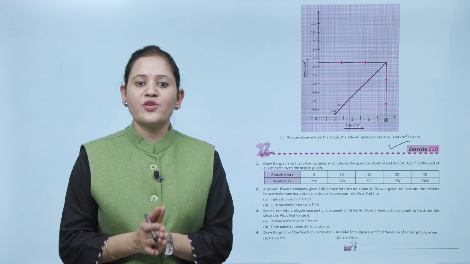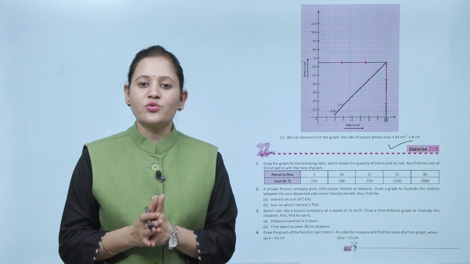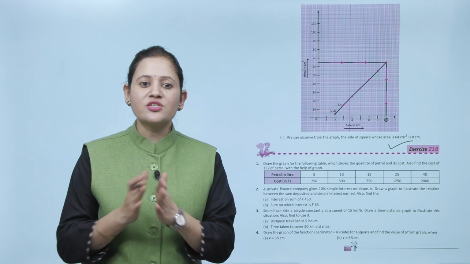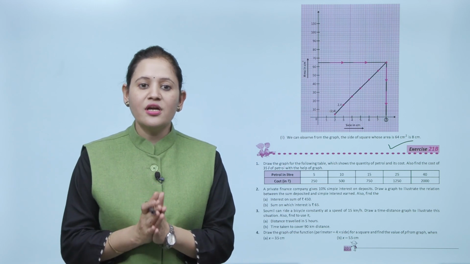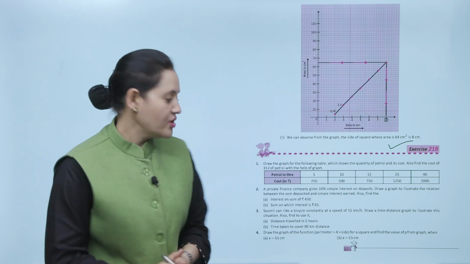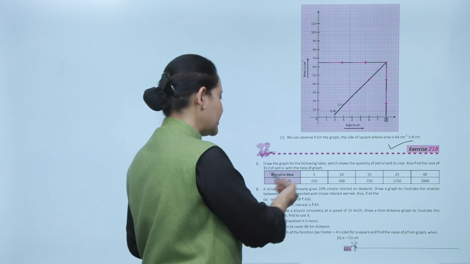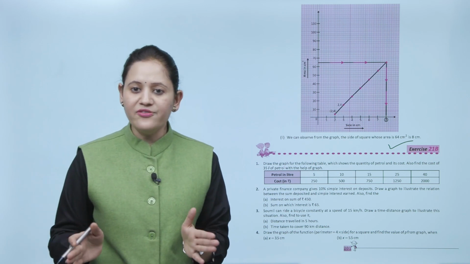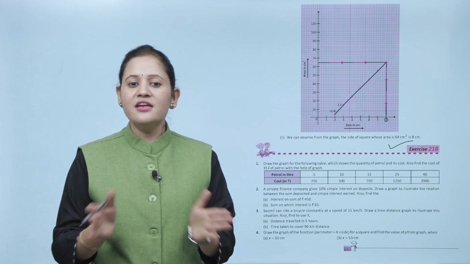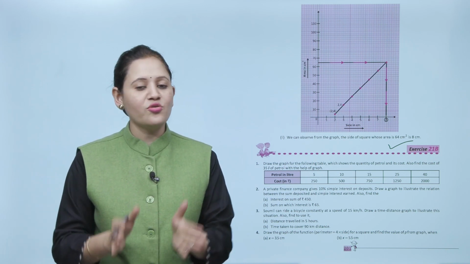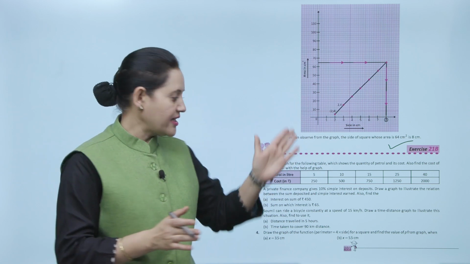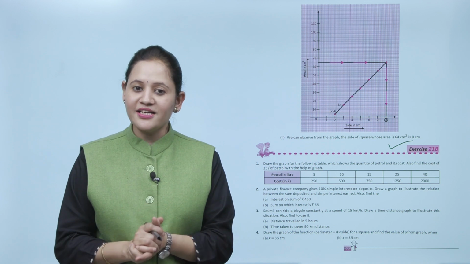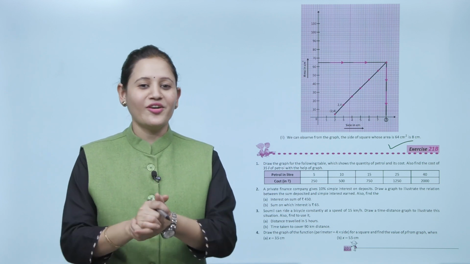Draw the graphs for the following table which shows the quantity of petrol and its costs. Also find the cost of 35 liters of petrol with the help of the graph. So here the petrol in liters and cost is given. So first you will draw the graph on graph paper and answer the question. This question you have to do by yourself. So practice all the questions of this exercise. Here we end the chapter. I hope you understand it well. Now, you have to practice it.